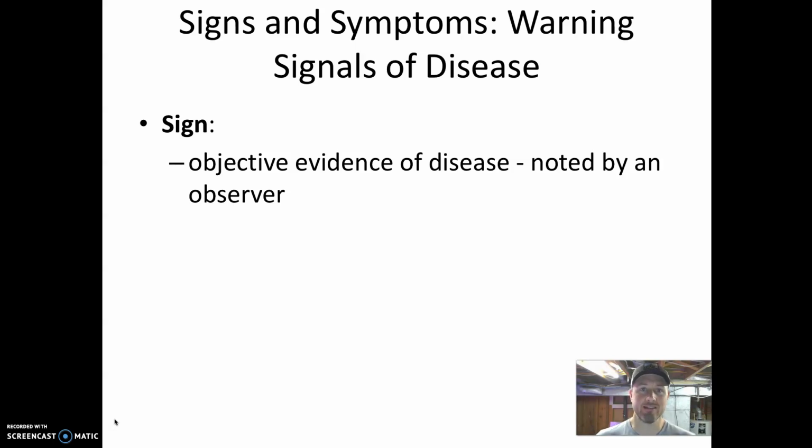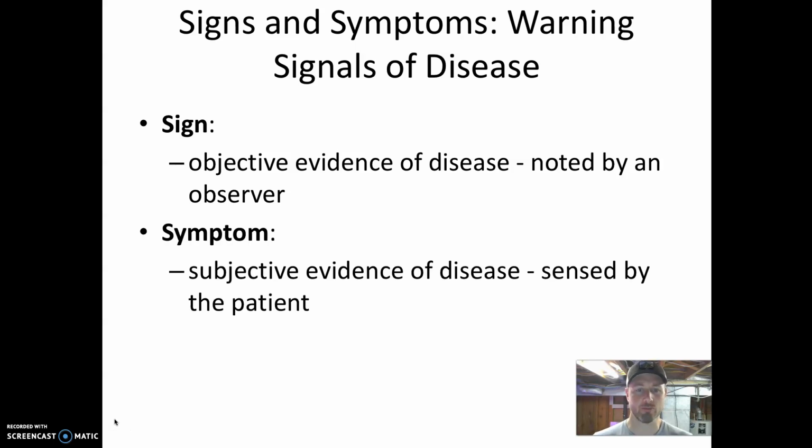So signs are anything that an outside observer can look at or measure and see or detect about a patient. So what's a symptom then? Symptoms are more subjective evidence of disease. These are things that are sensed by the patient, right? So if a sign is something I can measure, a fever, I can put a thermometer in a patient and measure their temperature.